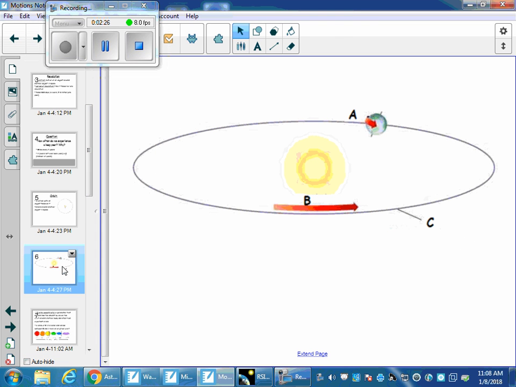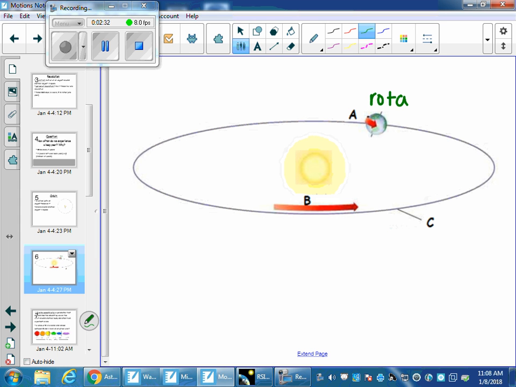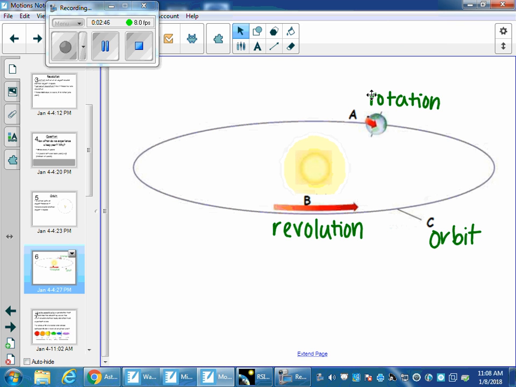So if we look at this diagram here, this is showing each of those 3 words. A here is showing rotation, something spinning on its axis. B here, that arrow, is showing that moving around something else. That is called revolution. And C is pointing to that path that something is taking around something else, so that is called orbit. Okay. Sometimes students confuse revolution and orbit. Revolution is the movement or the motion, and orbit is the path.